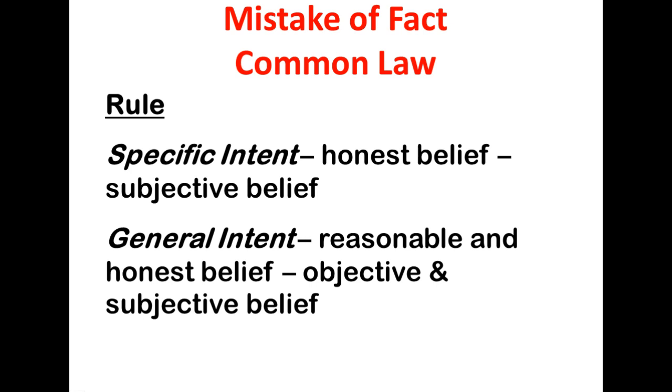The jury would be asked, if it's specific intent, to determine whether the defendant had an honest subjective belief. For a general intent crime, the jury would be told to determine whether that mistake was both honest, like the specific intent evaluation, and additionally whether that mistake was reasonable. And if the jury determined that even though the defendant honestly believed it, that mistake was not reasonable, they would find the defendant guilty, and that would prove the offense.